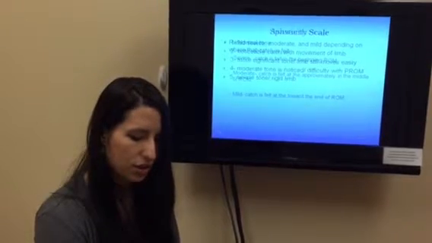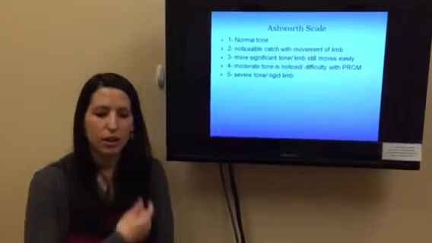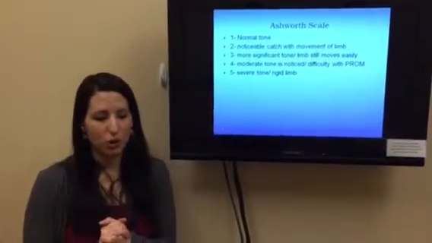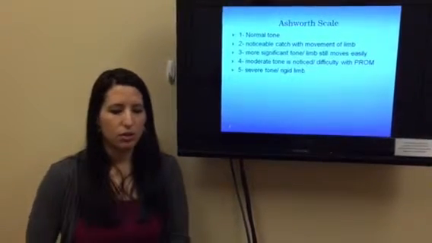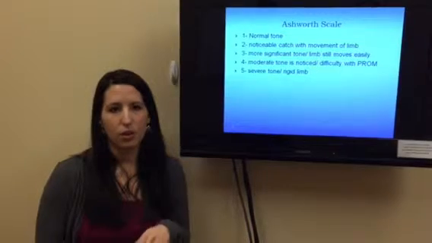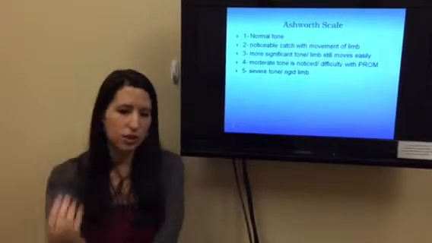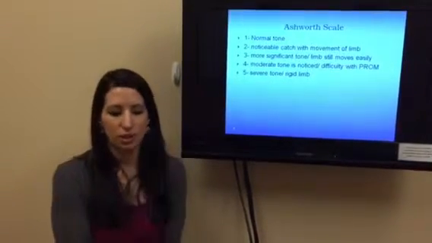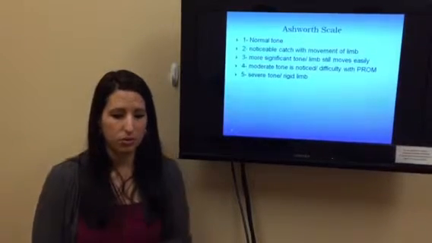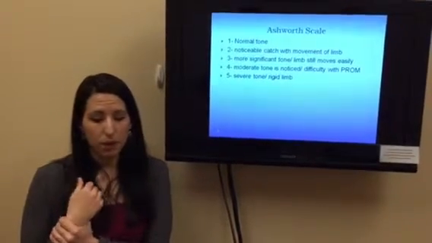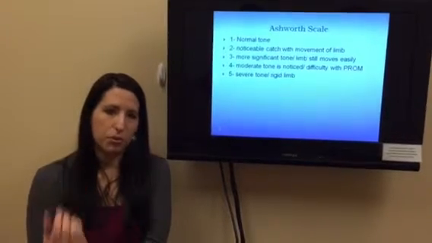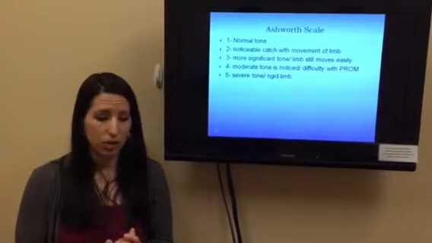And then I have another scale that I found in our book. It assesses normal tone to a rigid limb. So it's a scale of 1 to 5. 1 is normal tone, so the unaffected limb feels just like the affected limb. They're the same. The tone's normal. 2 is a noticeable catch with the limb. So you're going to notice the palpable catch that we discussed earlier.